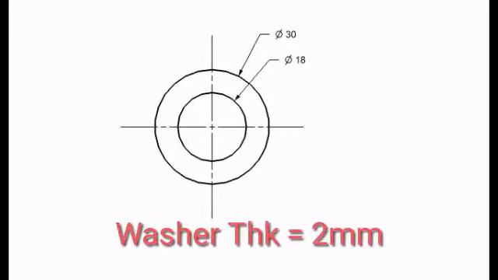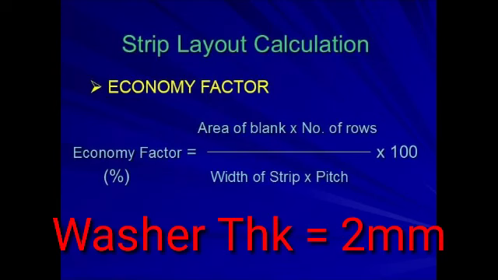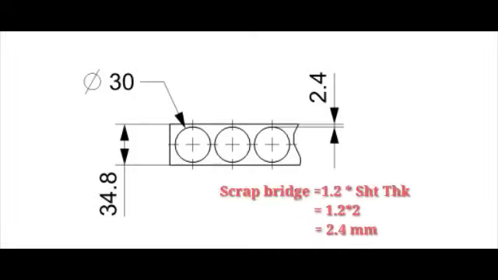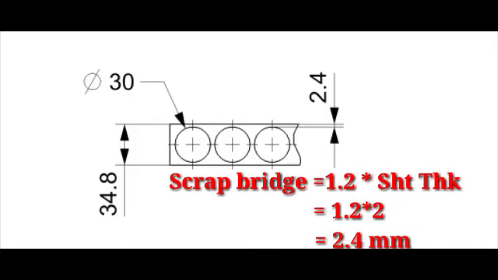So the formula will be E is equal to area of blank multiplied by 100 multiplied by number of rows, divided by pitch into strip width. You can see on the screen. For resolving this example, scrap bridge width is equal to 1.2 s, that means 1.2, and the sheet thickness is 2 mm, so 1.2 multiplied by 2 is equal to 2.4 mm. 2.4 mm will be our scrap bridge width.